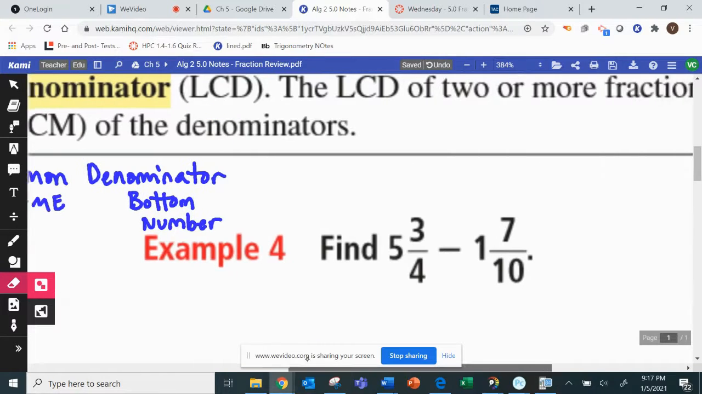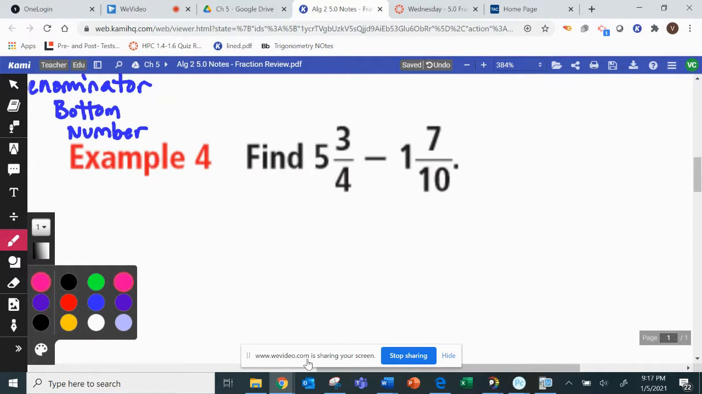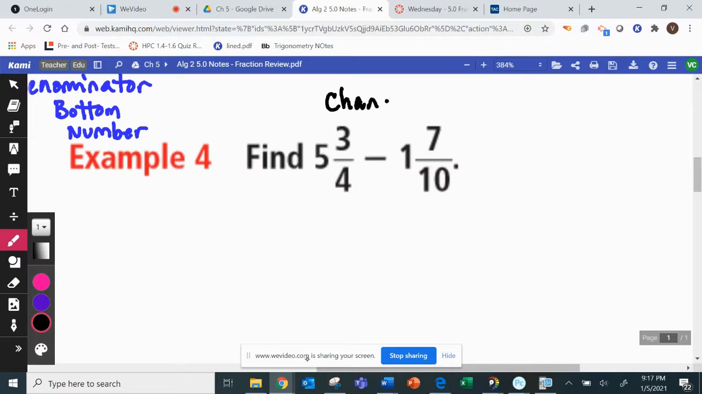Okay, here is a subtraction question, but it could be an addition question. It doesn't really matter. We treat them exactly the same. So we need to find a common denominator. For these kind, I prefer to not leave them in mixed number form. So going way back in time here, to change this into an improper fraction.